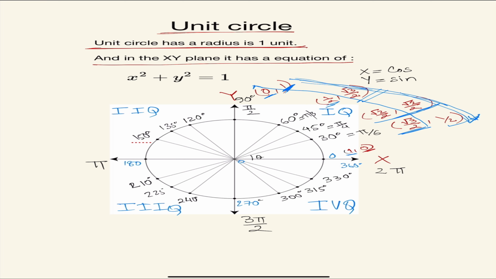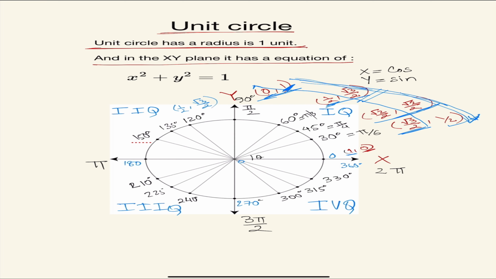Now if we do from here, we do the same thing. We start from here again, then from here we just use this. So it's going to be 120, which is what we have, half over half is square root 3 by 2.